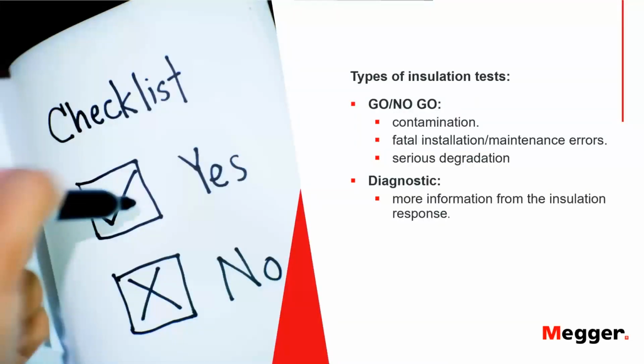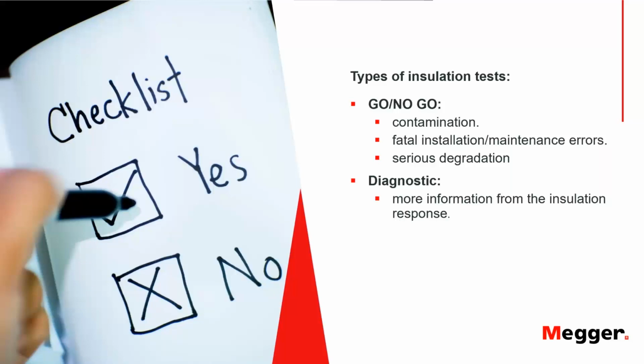So the two main types of tests are go and no-go testing and diagnostic testing. And there's a substantial difference between these two types of tests. It might be a good idea at the start of a testing procedure to just think about where you are with respect to these two alternatives.